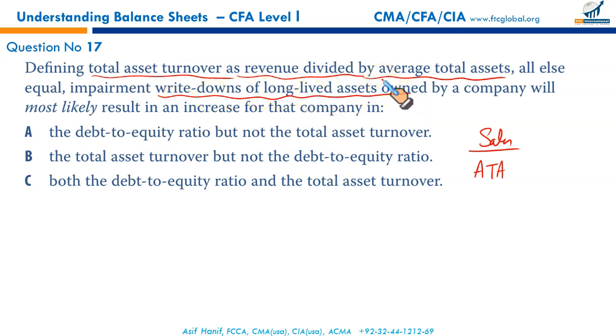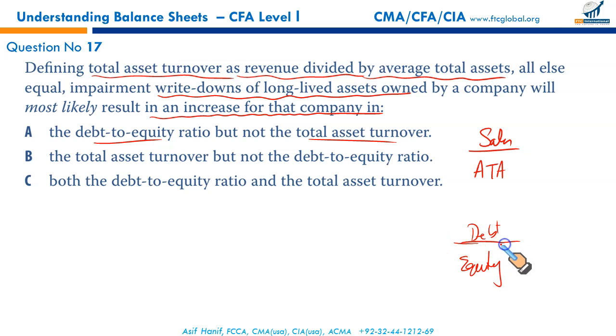Let's say it's an impairment. This impairment will do what? This impairment of the long-lived assets owned by the company will most likely result in an increase in the company's debt to equity and assets turnover. This is your assets turnover formula, and debt to equity means debt upon equity. Now please gentlemen, this is how you do the ratio formulas. This is the technique we use and you should use.